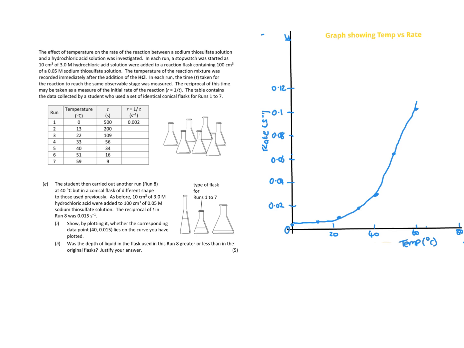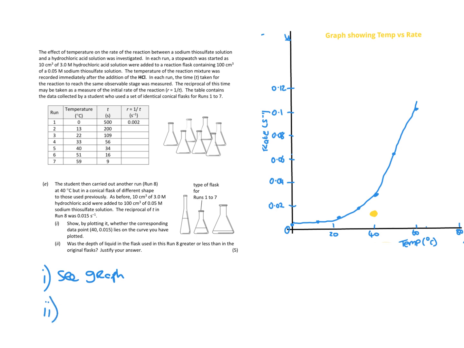So for part 1, it asks you to show, by plotting it, whether the corresponding data point lies on the curve you have plotted. So we need to find 40, 0.015, and what you'll find is 40 and 0.015 is here. And I will do that in a yellow colour so we can actually see it better in comparison to the other ones. So show whether it lies on the curve or not. So very simply, you just need to plot it. We can very clearly see it's not on the curve. So that is part 1 done. So I'm just going to write down C graph.